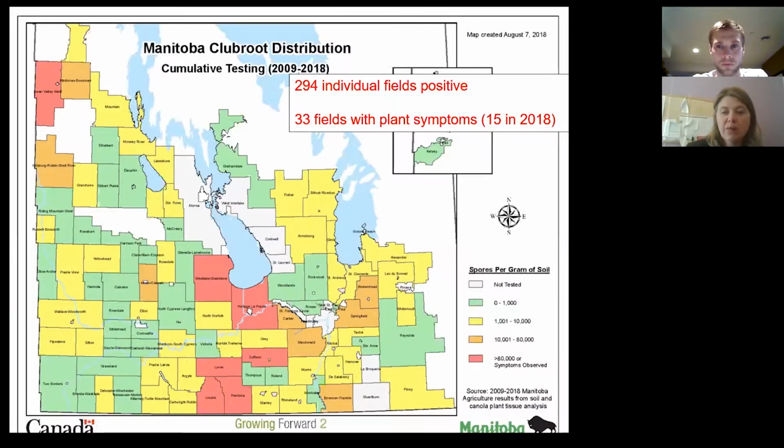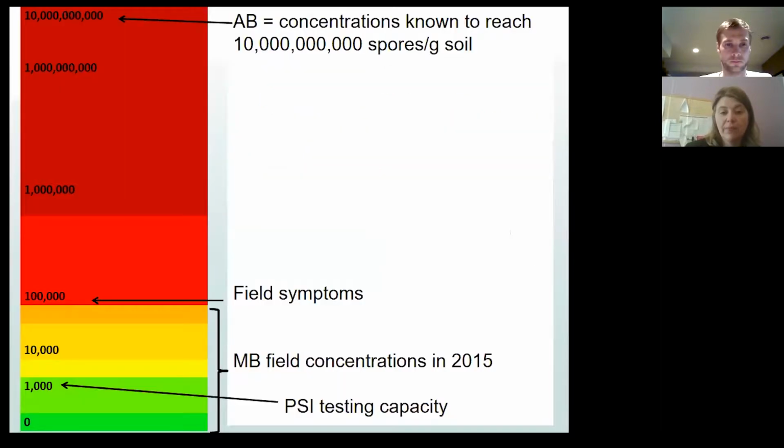But just to talk about what's going on here with these spore levels, because there always is a lot of questions about that. And producers wonder, you know, what does this really mean? Like 80,000 spores per gram of soil seems like a lot, but where we're starting to see symptoms in Manitoba is at 80,000. To put that in perspective, what they're seeing in Alberta in a lot of cases is in the billions and trillions. So 80,000 really is kind of a drop in the bucket to what they do see there.